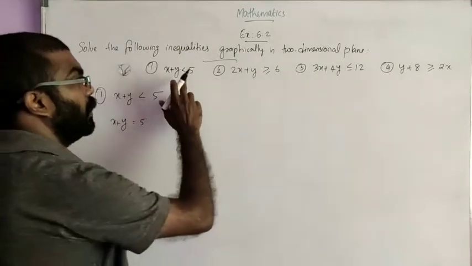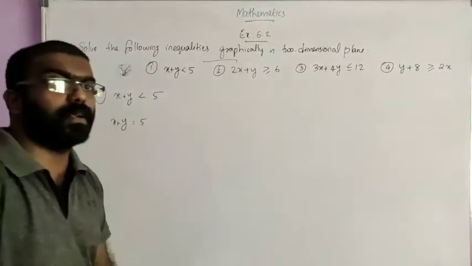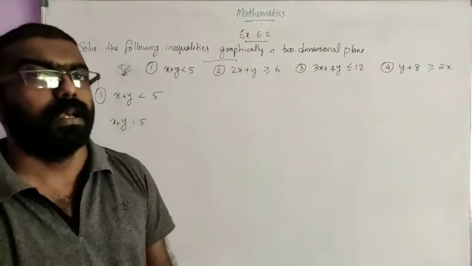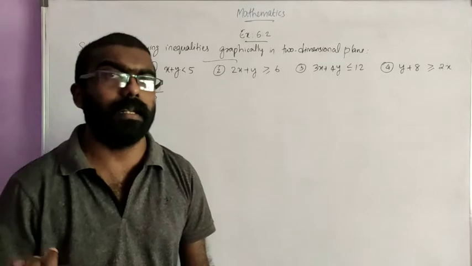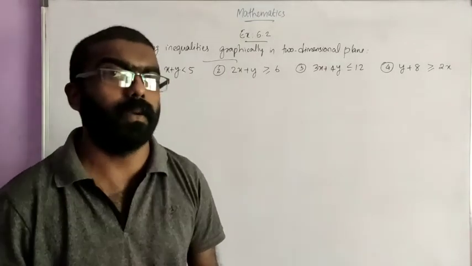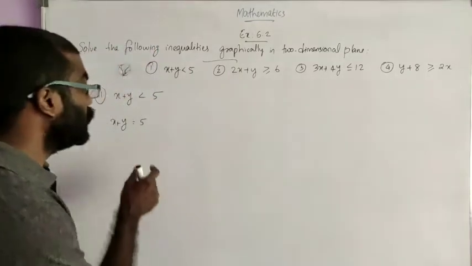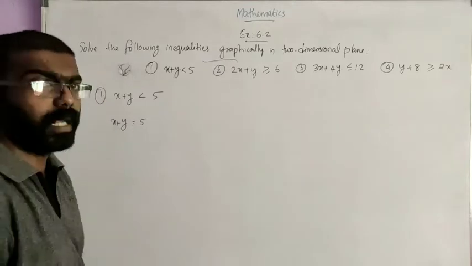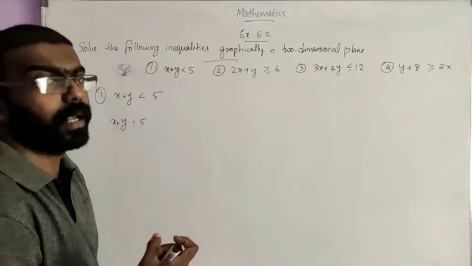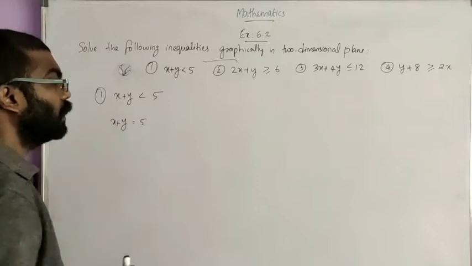If there is any symbol, less than, greater than, less than or equal to, or greater than or equal to, okay, there are four symbols, we have to consider this as an equation. You have to use the equal symbol to draw the straight line. Okay, so x plus y is equal to 5.